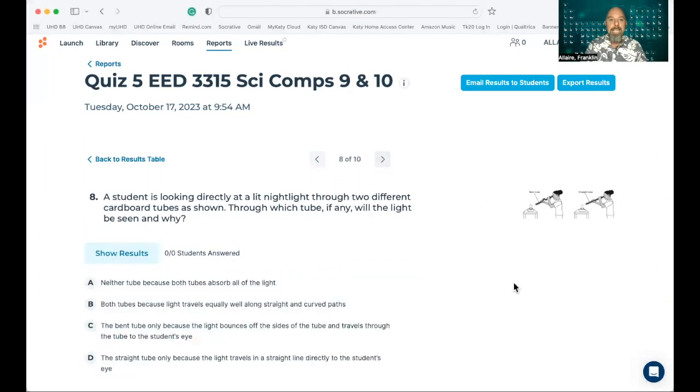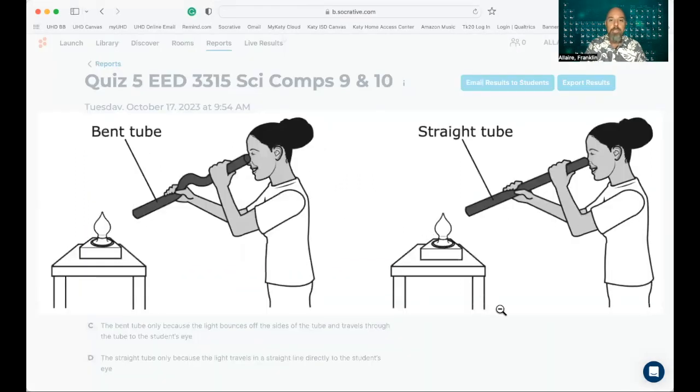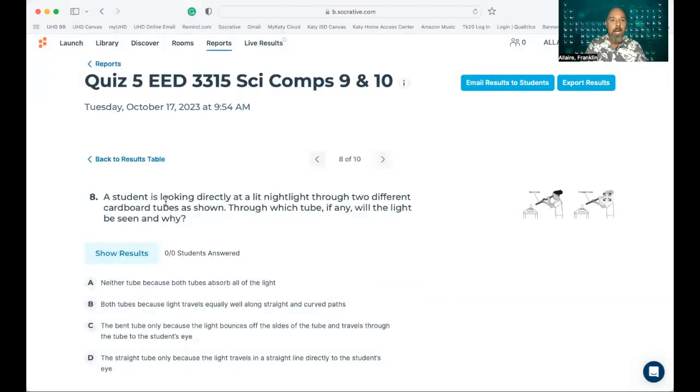Going on to number 8. We have a student who is looking at a light bulb or a light source. And so in this side of the diagram, we see that she's looking at this light source through a bent tube. And this diagram on the right, where she's looking at it through a straight tube. So through which tube, if any, will the light be seen, and why?